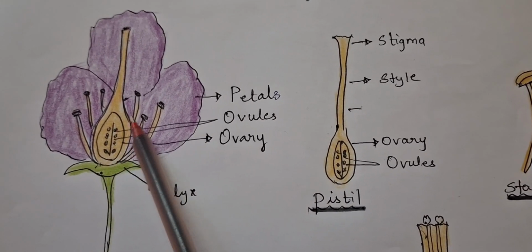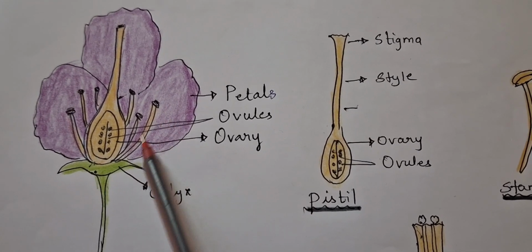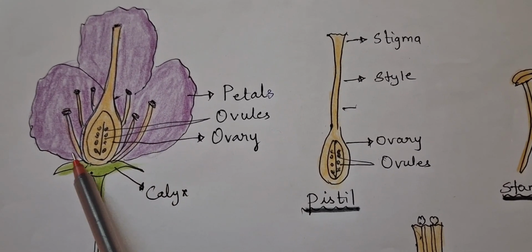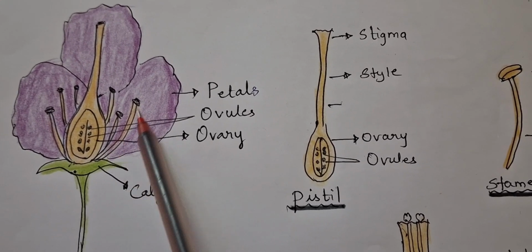So stamens are surrounding the ovary. You find the dark colored part. This is the stamen along with the filament. So it is surrounding the ovary, and the stamens are the male part of the flower.